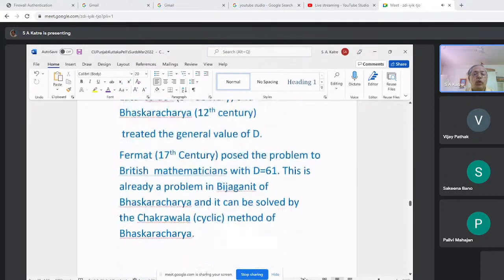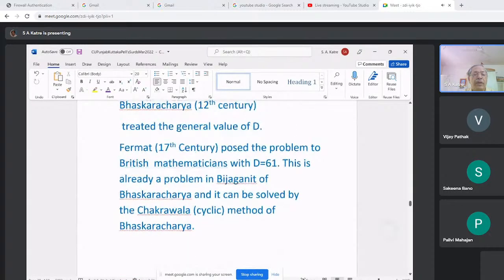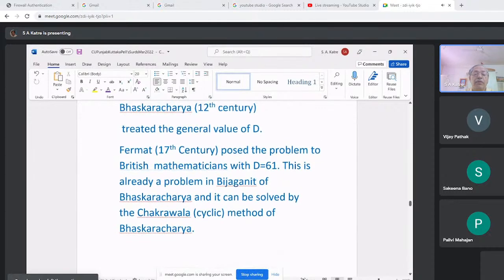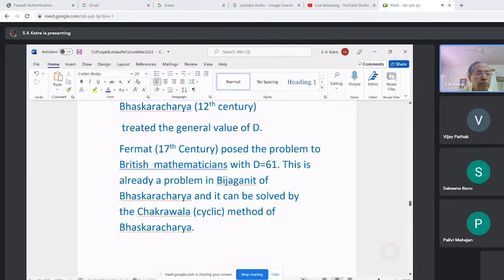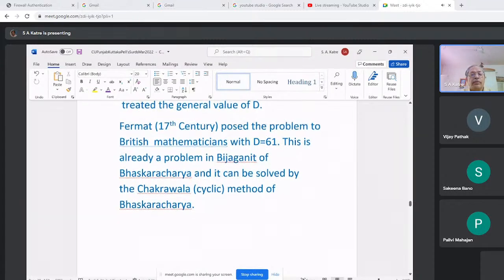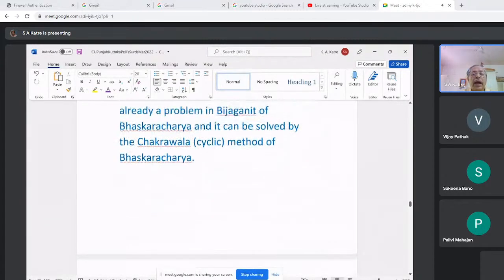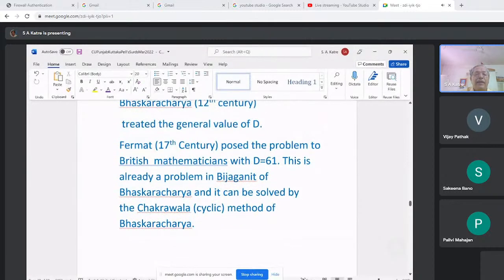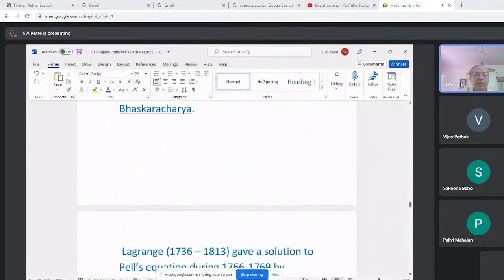So this is d equal to 61 that I am mentioning here, and Bhaskaracharya solved this. Actually, the d equal to 61 problem and the d equal to 67 problem are already problems in the Bijaganita of Bhaskaracharya, and he asks you to solve those problems by using the method that he has given.